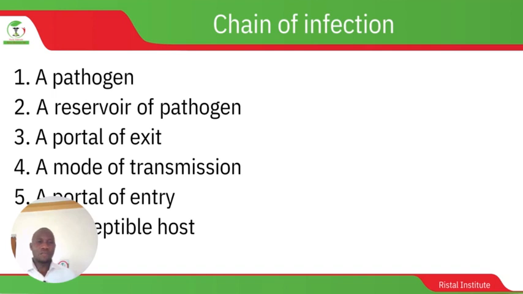And then the port of exit is, for example, in the case of worms, they actually exit the body through feces, and then the mode of transmission of these agents could be direct or indirect, as we shall see later on. And then number five is the portal of entry, how the microbial agent actually enters the human body or the susceptible host. And then the susceptible host is now the person who is actually at risk of getting a particular condition.